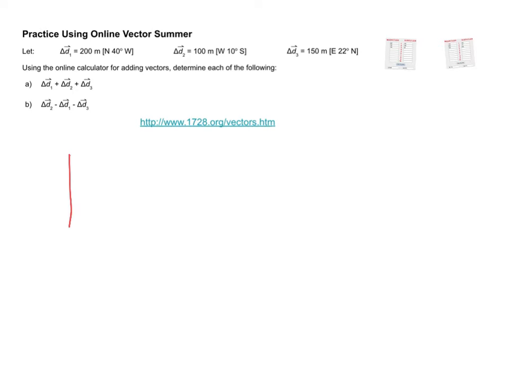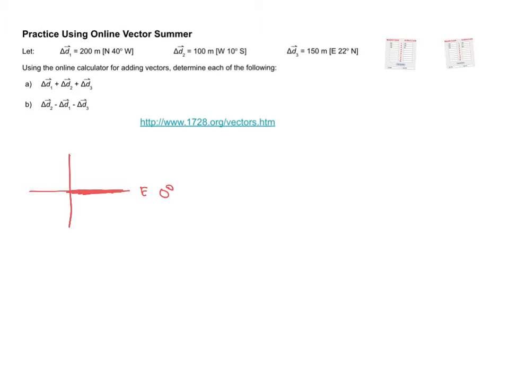So for the website that's linked here, east stands for 0 degrees. And then it goes counterclockwise from there. So north would be called 90 degrees, and then west would be called 180 degrees. So you would put a number from 0 to 360. So what number would we put for north 40 degrees west?